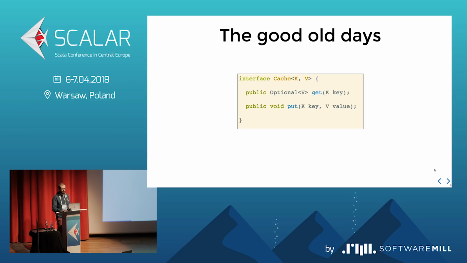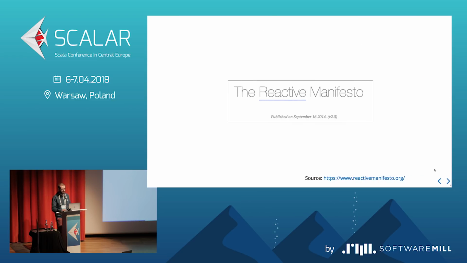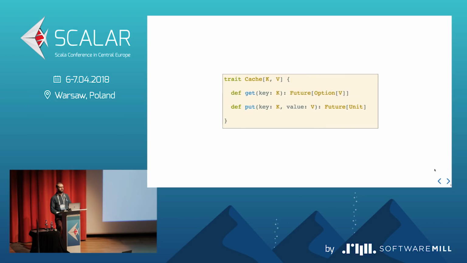But then I found Scala, and around that time, the Reactive Manifesto came out. Does anyone remember the Reactive Manifesto? Did anybody sign the Reactive Manifesto? I did. So as soon as that came out, suddenly everything has to be a future, because if it's not a future, you're not reactive. So an equivalent API in Scala would probably look more like this.